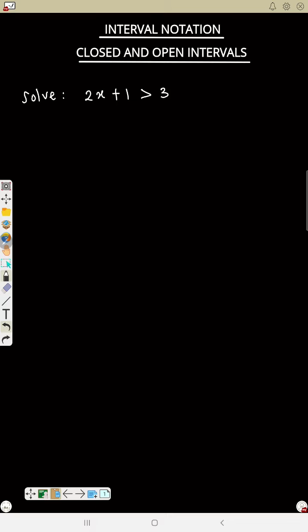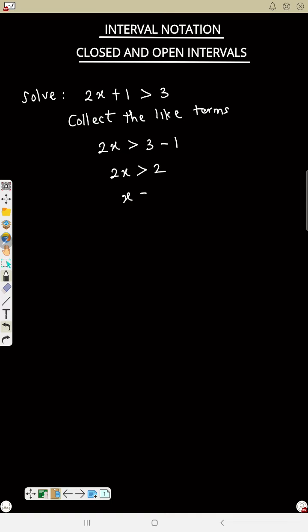So let's solve for x. Still like your normal equation, collect the like terms. I will explain inequalities in detail later, but for now you have an idea of a simple equation. So collect the like terms. This will be 2x is greater than 3 minus 1. This will be 2x is greater than 2.